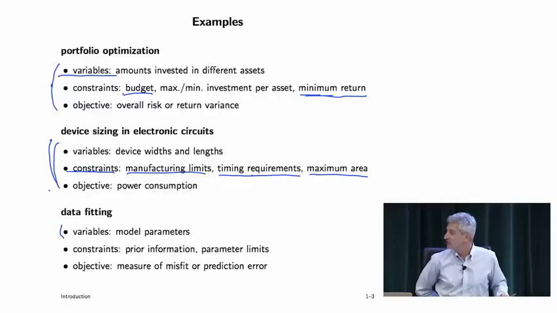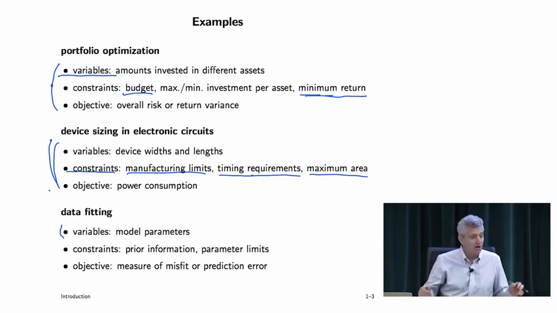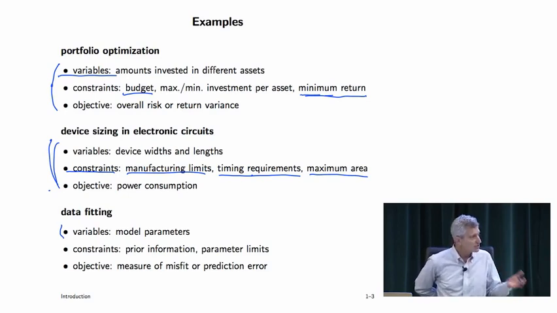The same is true here for device sizing, right? You finish the optimization, and the result is this gigantic file that describes physically your chip, and that gets sent off to TSMC or wherever it's going, right? So that's how that works. It gets sent to a fab to be made. Okay, so these are actions.